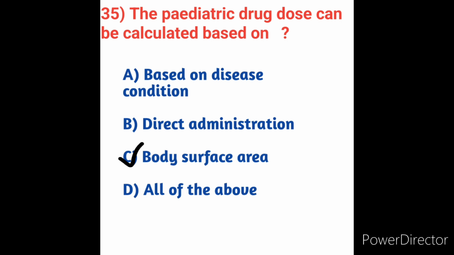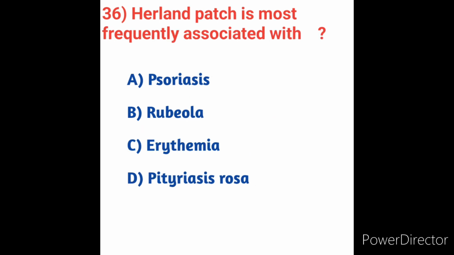Not only 4 methods, additionally we have one more in case of burns. The Parkland burn formula we can use for children, through which we can give pediatric drug doses. But normally pediatric drug dose is based on the calculation of body surface area and age. Here option C is the correct answer. Next we will move on to question number 36.